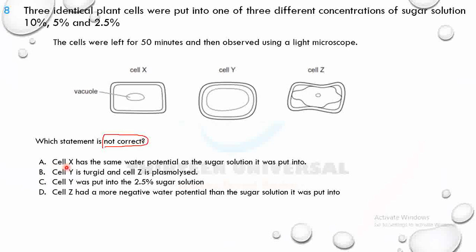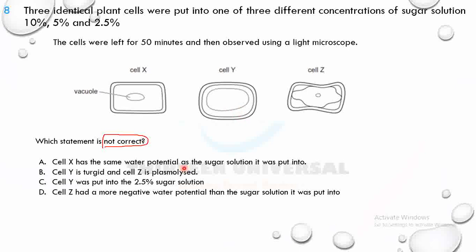So we have cell X. See, cell X has the same water potential as the sugar solution it was put into. Is this correct? Yes. Can you see it wasn't turgid, it wasn't plasmolyzed, just the same. So this is correct, right? Okay. Cell Y is turgid. You can see it's turgid here. You can see the vacuole swells up. The cell also swells up.